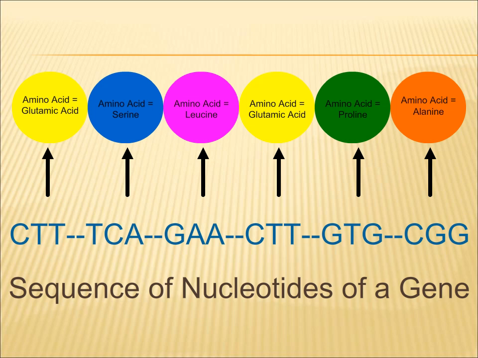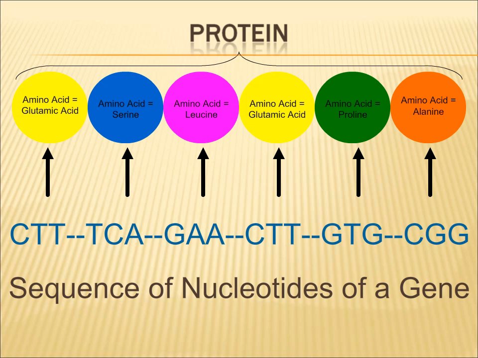As you can see, the first 3 nucleotides, cytosine, thymine, and thymine, correspond to the amino acid glutamic acid, also known as glutamate. The next 3 nucleotides correspond to the amino acid serine. Then we have leucine, another glutamic acid, proline, and alanine. When these amino acids are chemically bound to each other, what kind of biological molecule is produced?